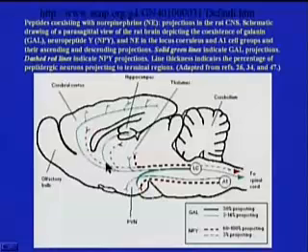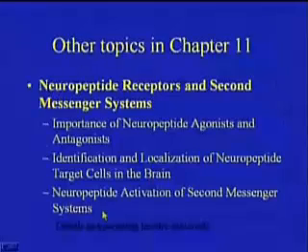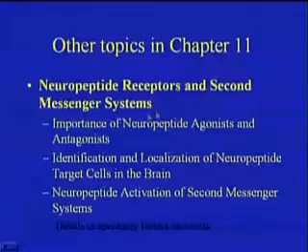So the colocalization of the peptides with the classical neurotransmitters is extremely important, and obviously to a large degree beyond the minimal scope of our course. But we are definitely getting a greater appreciation for that. So there are other topics in Chapter 11 that basically there will be details of which in the upcoming lecture materials. So the neuropeptide receptors and second messenger systems will be a focus of separate chapters. The important, and we'll see it again and again throughout the semester, importance of neuropeptide agonists and antagonists.